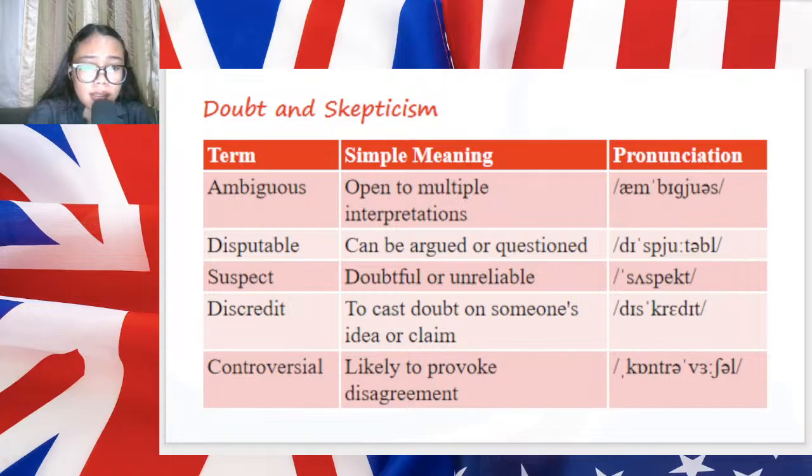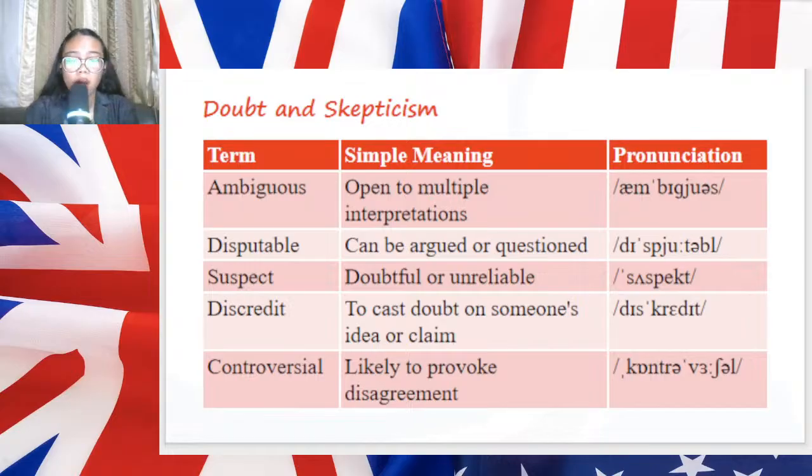In IELTS and TOEFL exams, being able to describe things as doubtful or questionable is key when analyzing arguments or identifying weak evidence. It also helps in making informed judgments, in showing that you can think critically and aren't blindly accepting information. So this can strengthen your performance in writing essays or giving speaking responses where interpretation is necessary. Okay? All right.